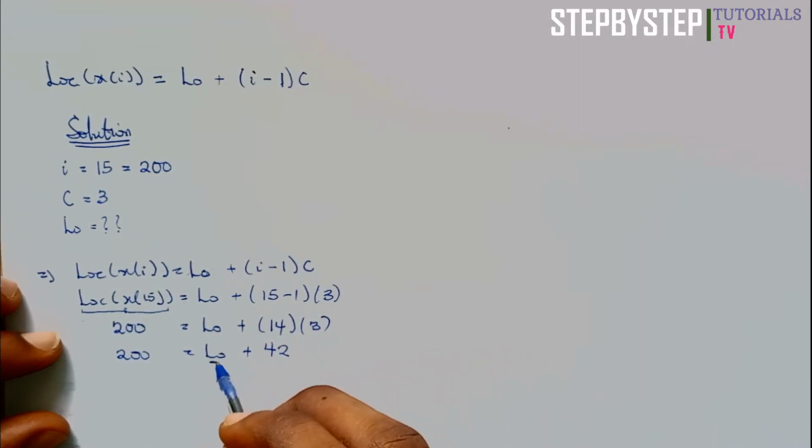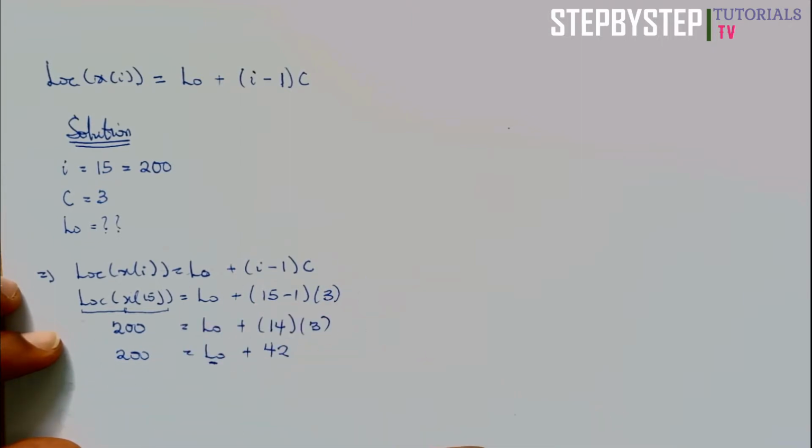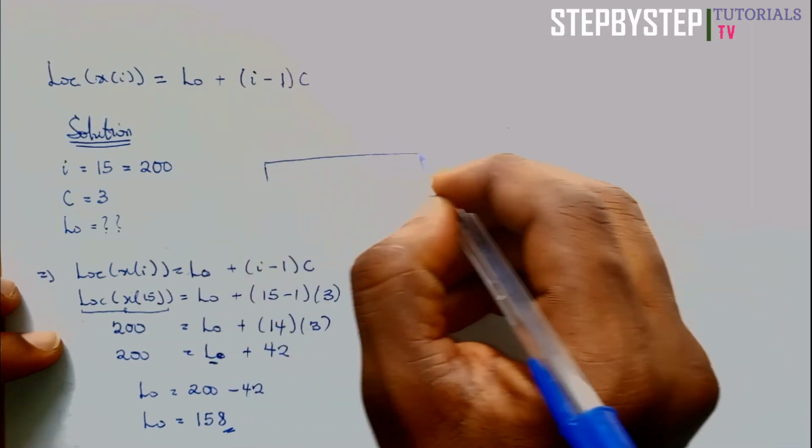Then we make LO the subject. So we move this one there and this one comes there. Either way is how you're going to make your LO the subject. So we have LO equals 200 minus 42. So LO gives us 158. That's pretty cool, really simple. So now let's see if truly this makes up the correct answer.